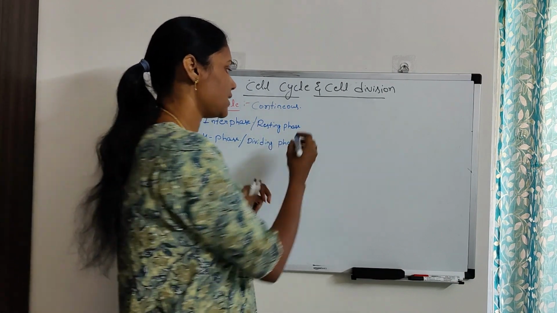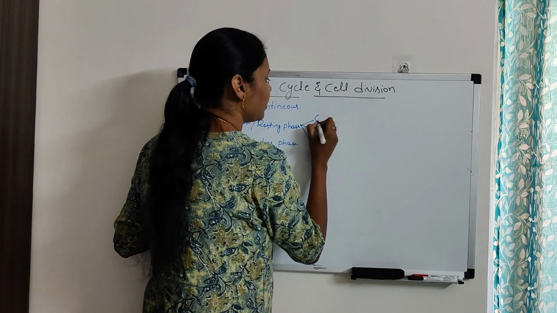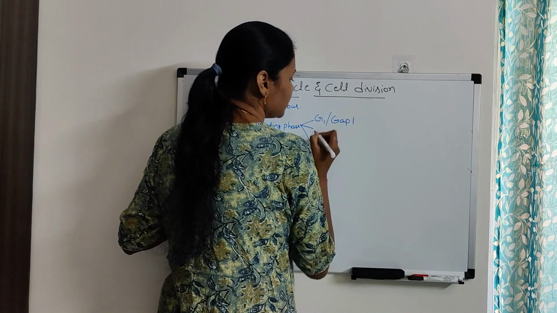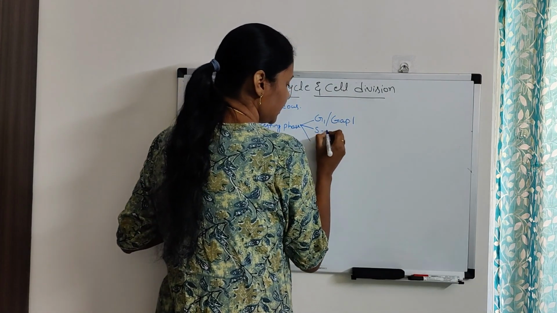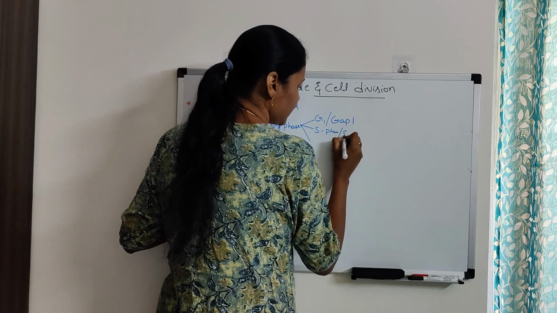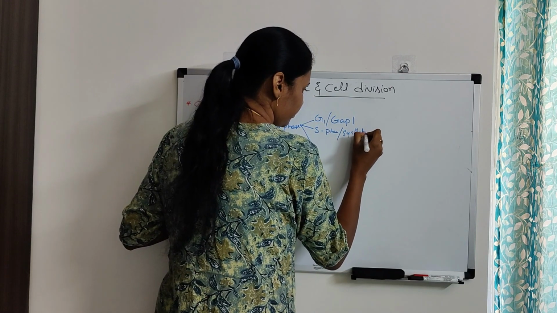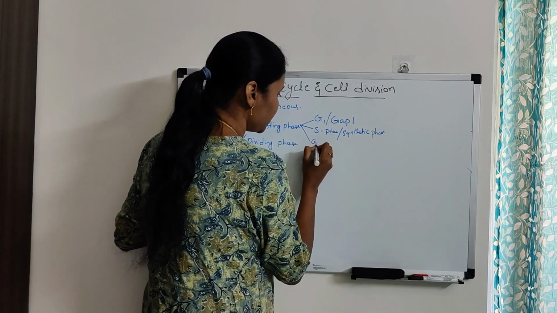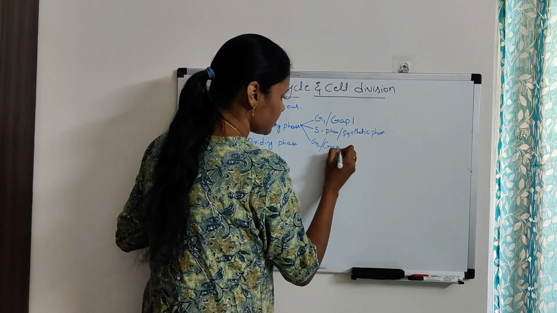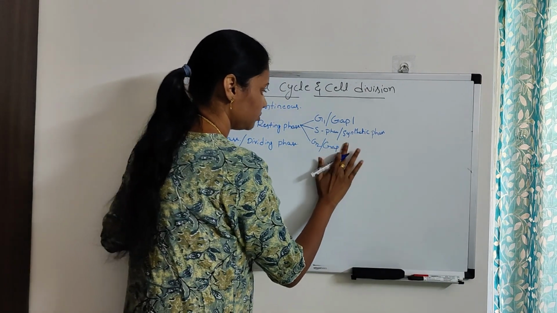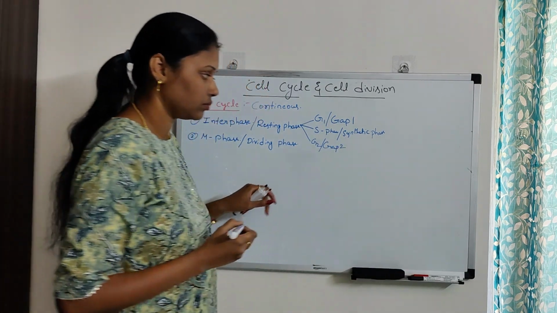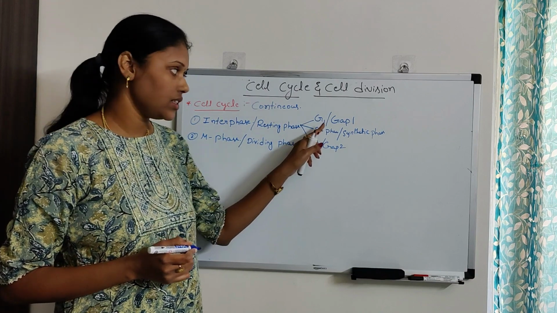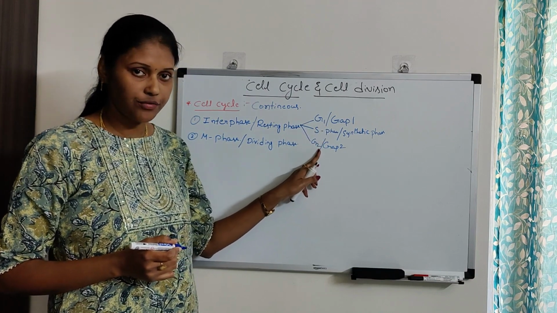This interphase has three phases. One is G1 or gap 1 phase, S phase or synthetic phase, and G2 or gap 2 phase. So interphase has three subphases: G1, S phase and G2 phase.